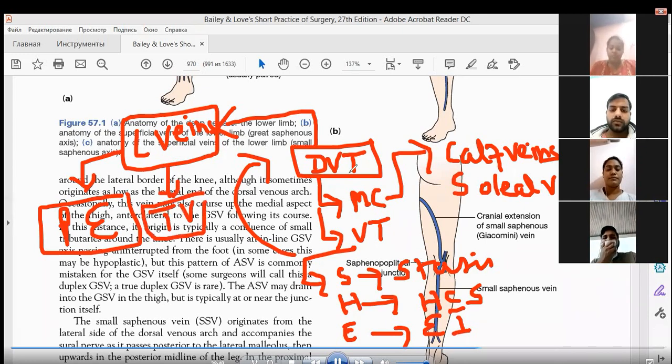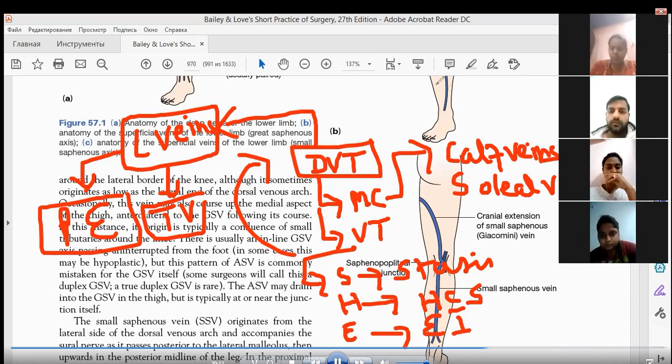So please remember, DVT is most common in the calf veins, soleal veins. But if DVT occurs in the large veins like the thigh veins, or you can say your femoropopliteal veins, it can result in pulmonary embolism. So these points you must remember.